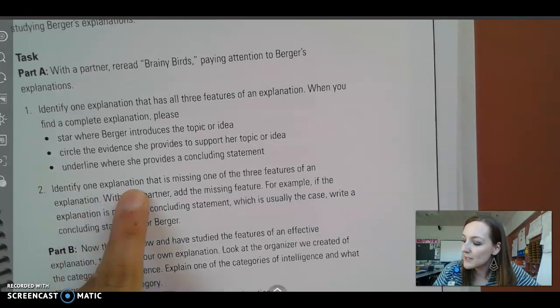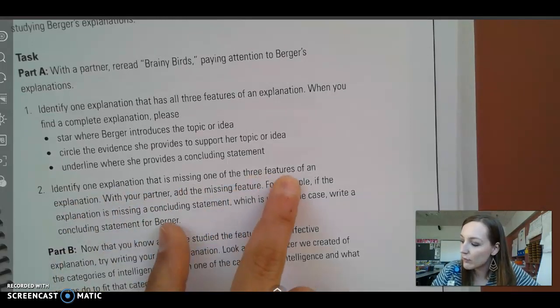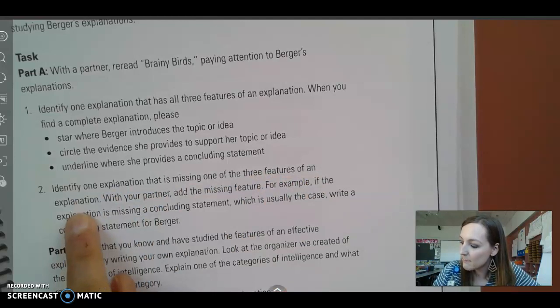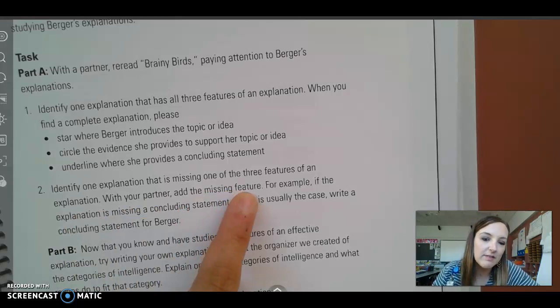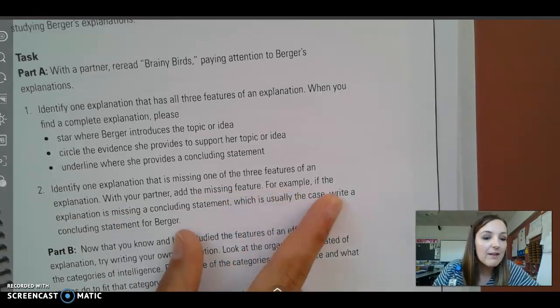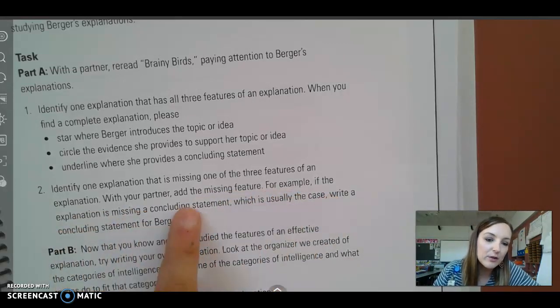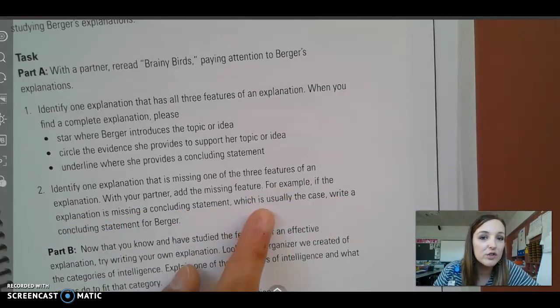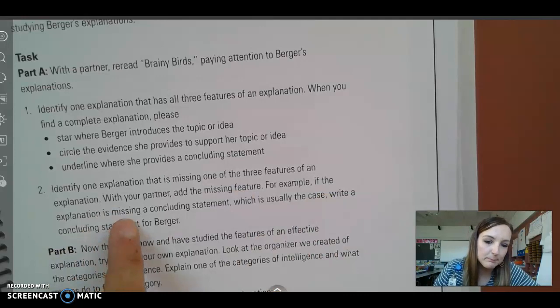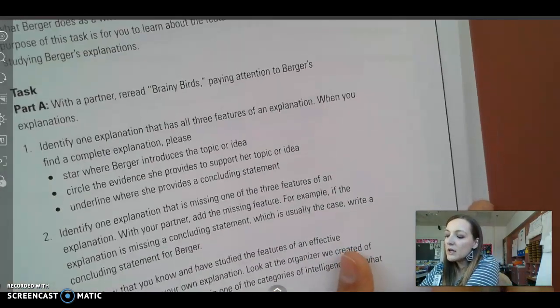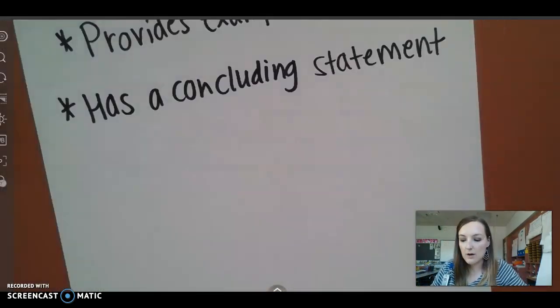Identify one explanation that is missing one of the 3 features of an explanation. And then with your partner or by yourself, add the missing feature. So for example, if the explanation is missing a concluding statement, which is usually the case, write a concluding statement for our author. So I'd like for you to work on the next page.